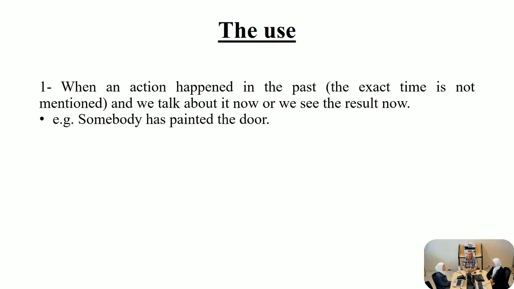And we talk about it now, or we see the result now. There should be a connection between the present and the past. Somebody has painted the door. In this case, we use already, almost, just, or yet.